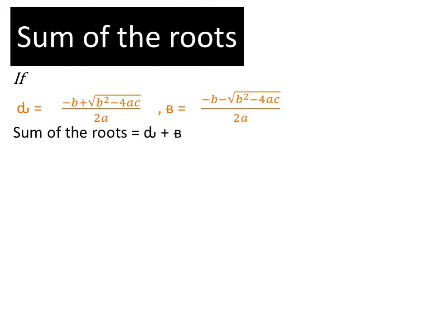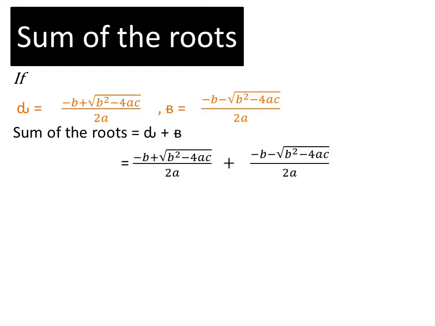First of all we will write the value of alpha, which is equal to minus b plus under root b square minus 4ac over 2a. After this we will apply plus sign and then we will write the value of beta, which is equal to minus b minus under root b square minus 4ac over 2a. Both these terms are in the form of a fraction and the denominator of both the fractions is 2a. If the denominators are the same, then the LCM is also the same. So we take LCM as 2a.